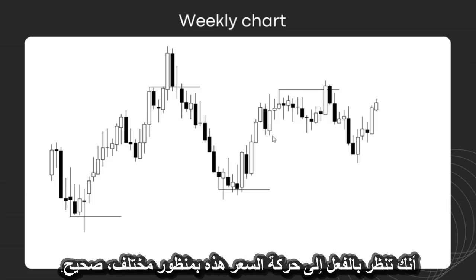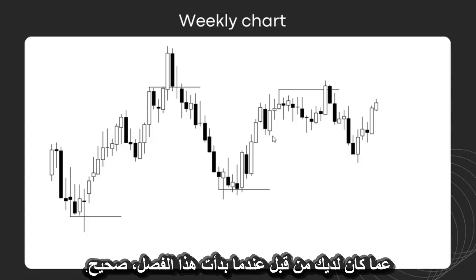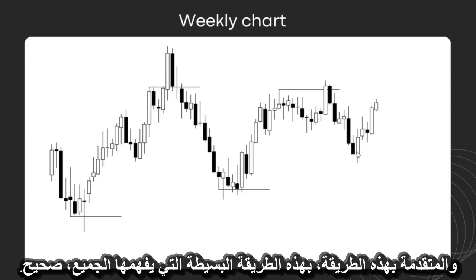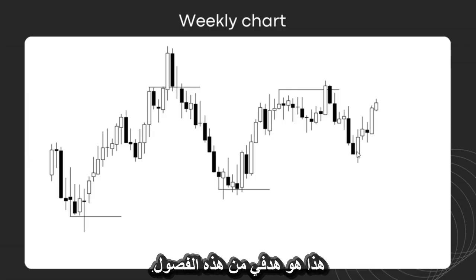Now I'm 100% sure that you are already looking at this price action with a different perspective than what you had before when you started this chapter. That's the exact purpose of these chapters, to explain these complex and advanced concepts in such a simple way that everyone understands it. That's my goal with these chapters.